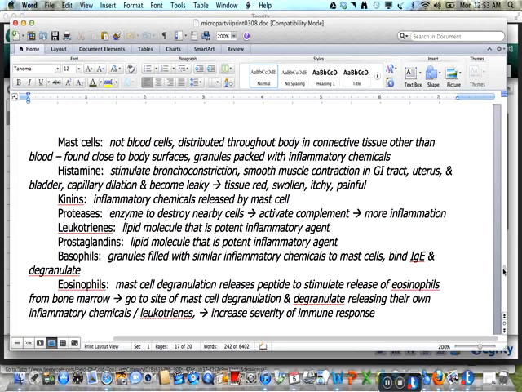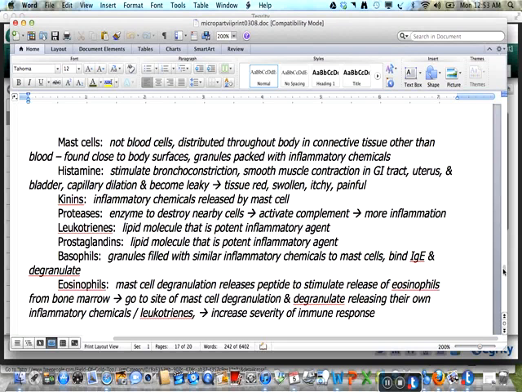The mast cells are distributed throughout the body in connective tissues other than the blood and tend to be found close to body surfaces. Their granules are packed with inflammatory chemicals. Histamine stimulates bronchoconstriction, smooth muscle contraction in the gastrointestinal tract, uterus, and bladder, and capillary dilation. The capillaries become leaky, causing the tissue to become red, swollen, itchy, and painful.